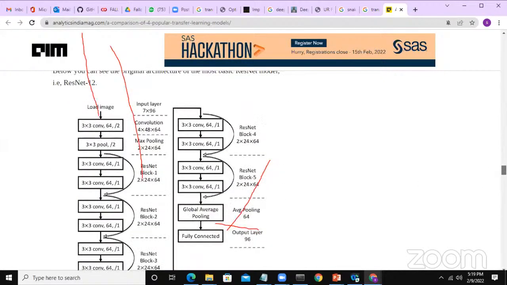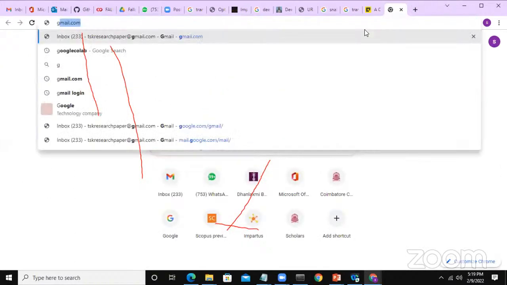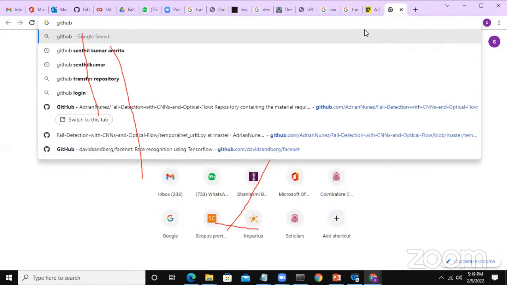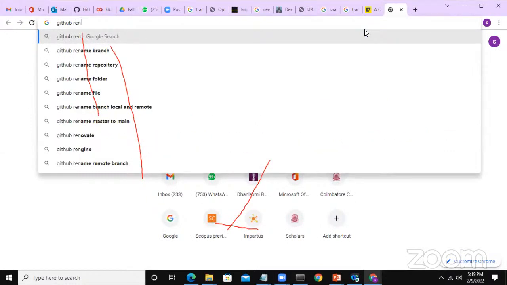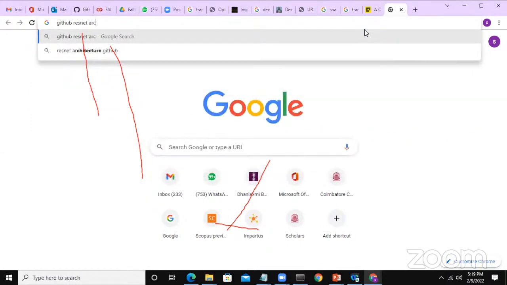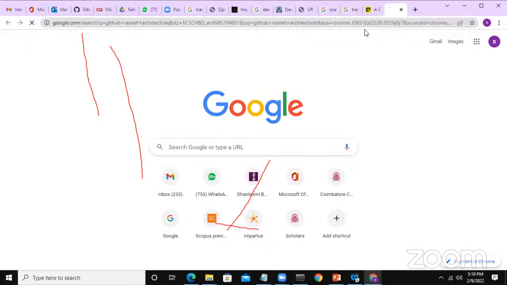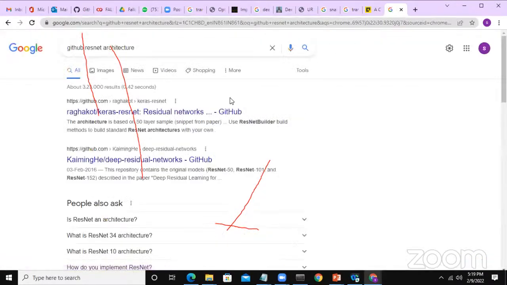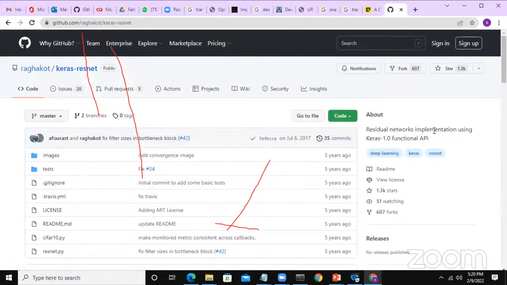So these are the architectures, and all these architectures have also got code implementations. For example, if you search GitHub ResNet architecture, you will find code for the ResNet architecture available, right? So you can take the same source code as I'm showing you here, and you can use it for all your projects. Now what we have seen is about the different transfer learning architectures.